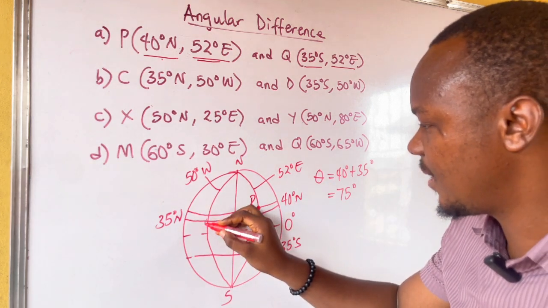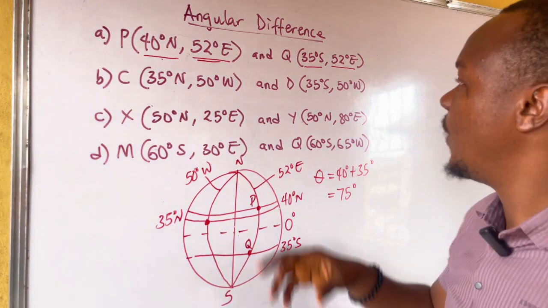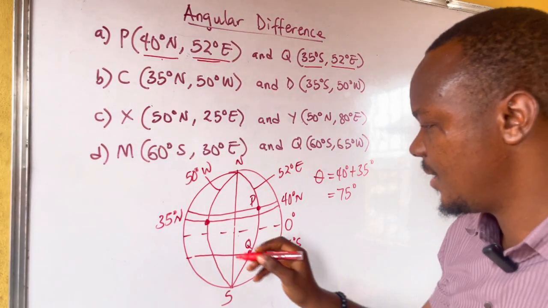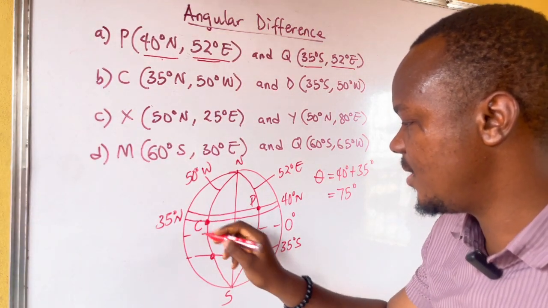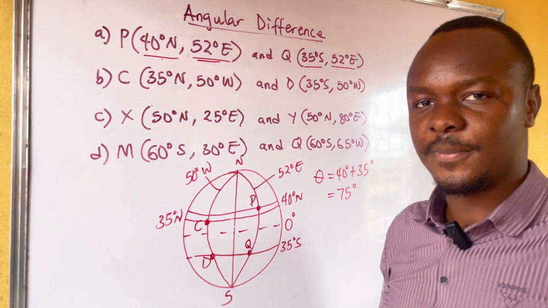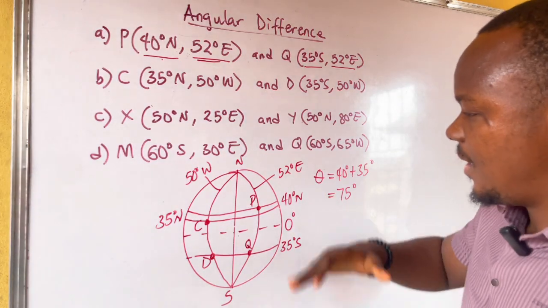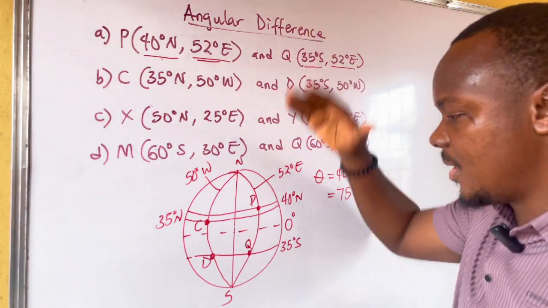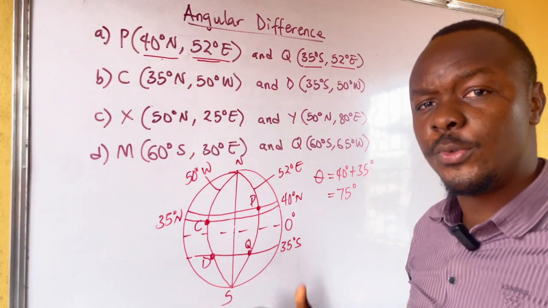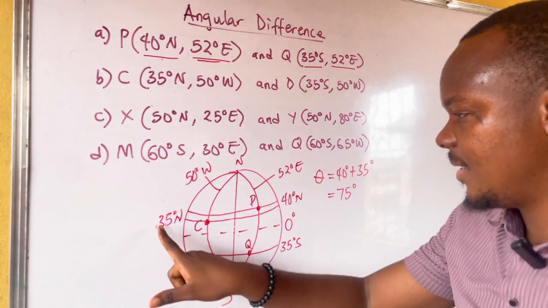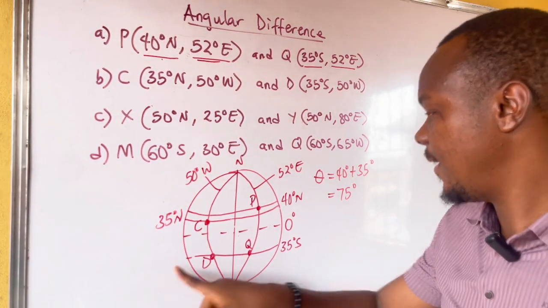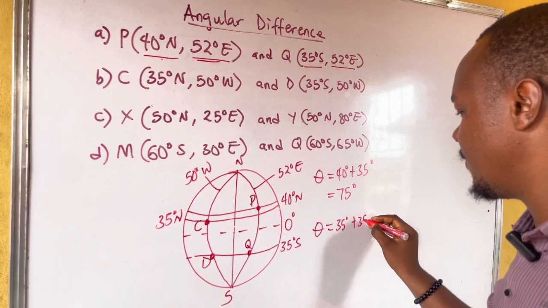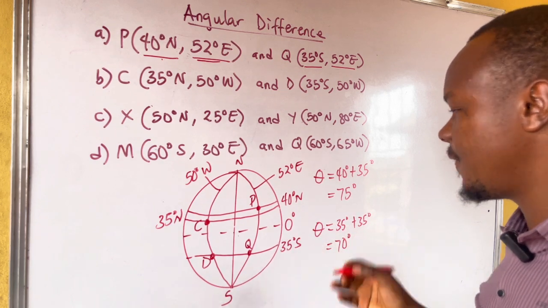That is exactly at this point here, while D is 35 degrees south here and 50 degrees west. That's this point here. So C and D. Good. Again, are they on different hemispheres? Yes, they are. C is in the northern, while D is in the southern. What do you do? You simply add. What are you adding? 35. And you're also adding 35. So the angular difference for this one is 35 degrees plus 35 degrees. That gives you 70 degrees.